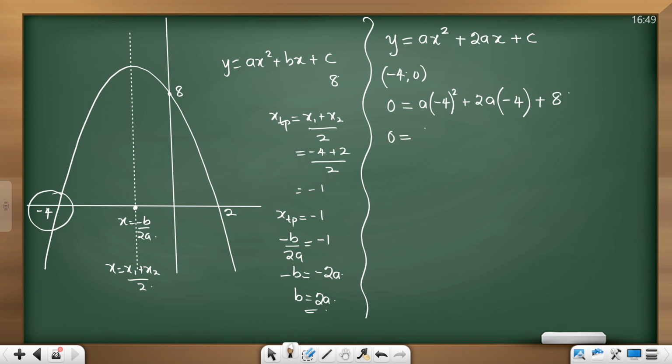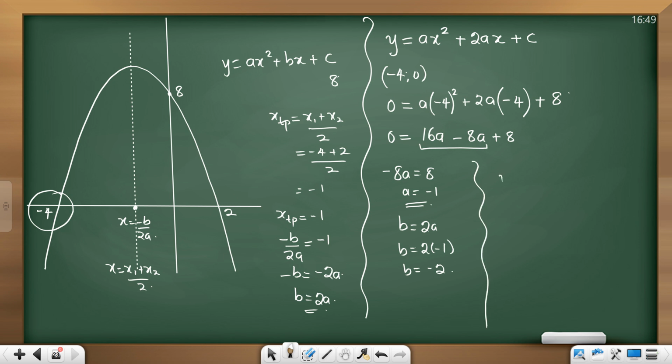Let's see. This will give you 16a. This will give you minus 8a plus 8. What will this give us? 8a. Move it over. Negative a. Check what I have. My a is negative 1. But I know that b is 2a. So what is b? What is b? Negative 2.